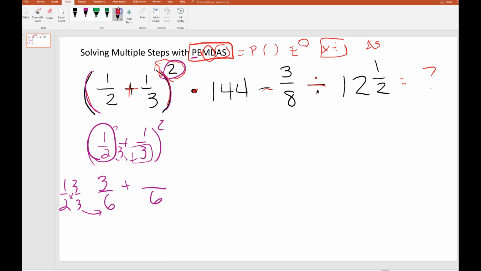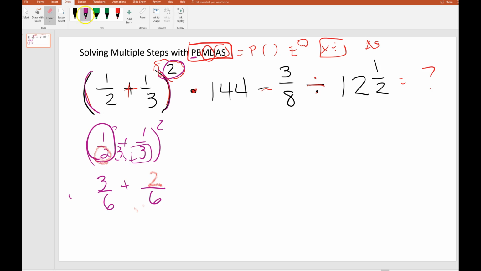And then we're going to do the same thing over here with this 6. I'm going to do it in a different color so you can see it. Our 1/3, we're going to multiply it by that 2. So times 2, 3 times 2 is 6, 2 times 1 is 2. So now we have our new fractions. They go inside our parentheses, so we do want to still have our parentheses and they're raised to 2.